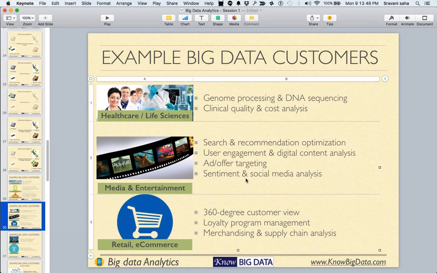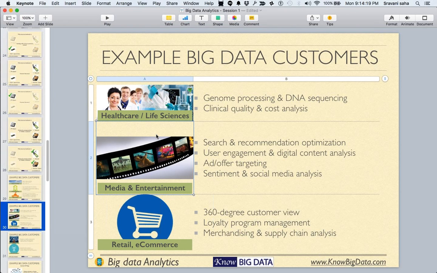Healthcare and life sciences is an undisputed user of the latest computing always, starting with genome processing and DNA sequencing to drug analysis as well as clinical quality and cost analysis. There are many use cases in case of healthcare and life sciences. Okay.